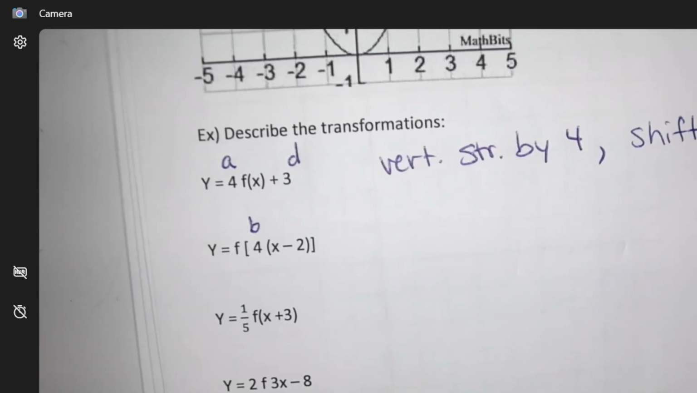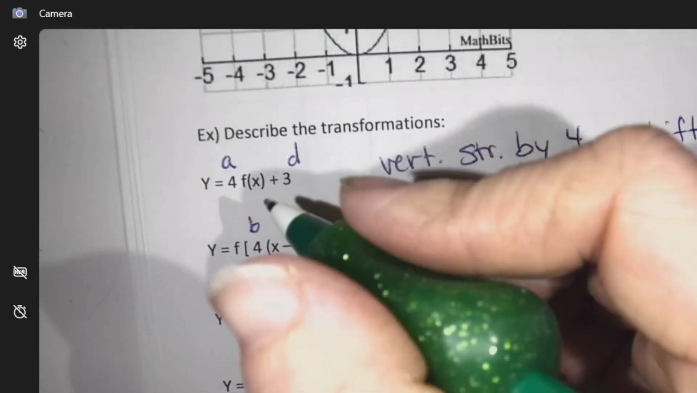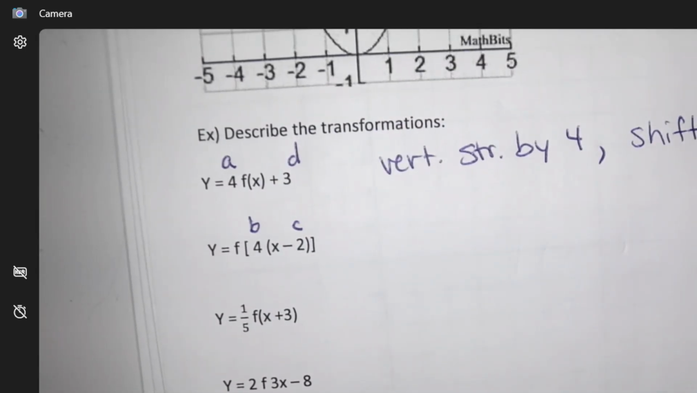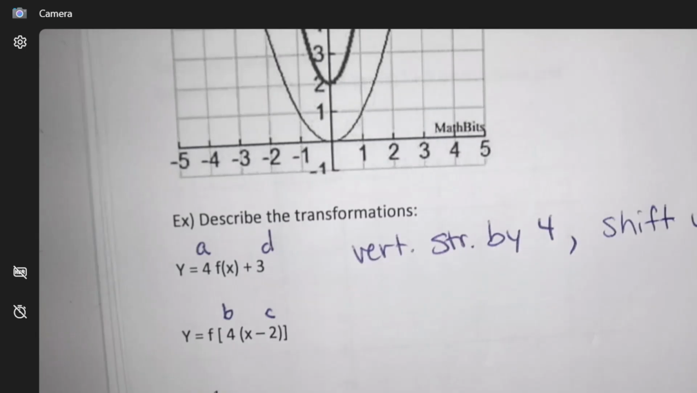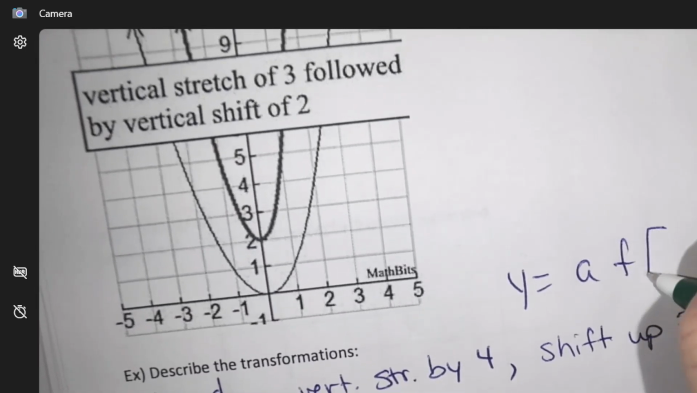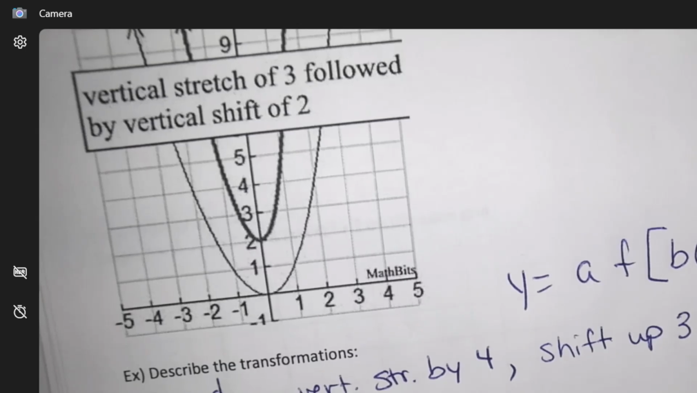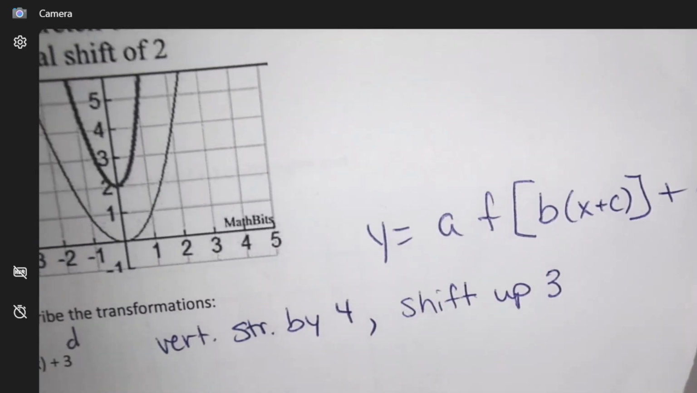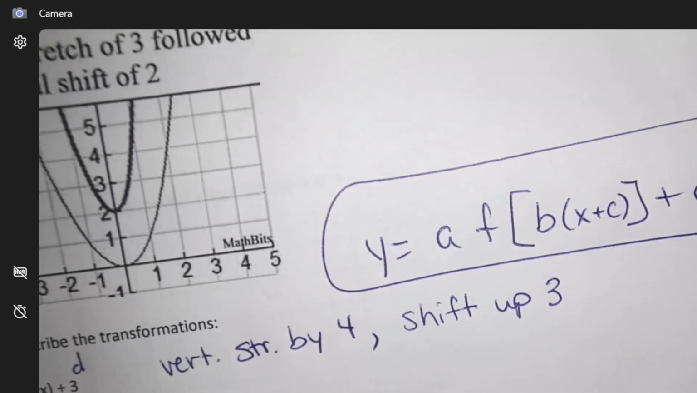It's in the B position. And this is in a C position. Everyone's got that? Should I write it here one more time? Okay, this is it, always that.